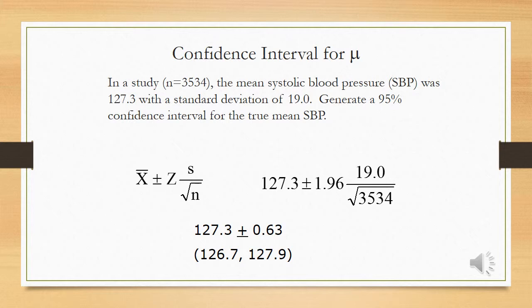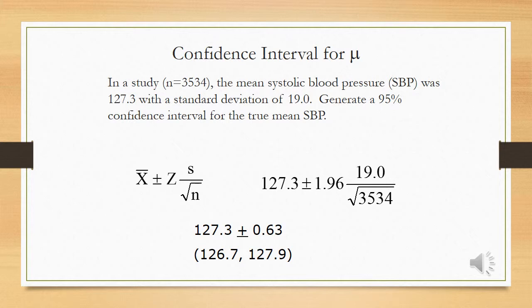in a study n equals 3,534, the mean systolic blood pressure was 127.3 with a standard deviation of 19. Generate a 95% confidence interval for the true mean systolic blood pressure. So in this case, n here was represented by 3,534, which is definitely greater or equal to 30. Then we're using the z formula.